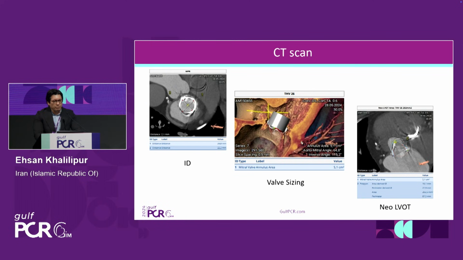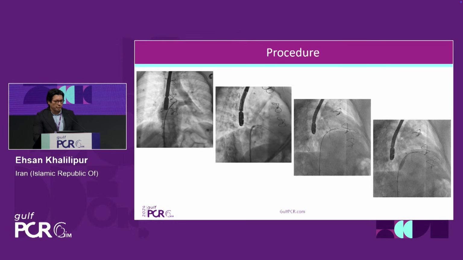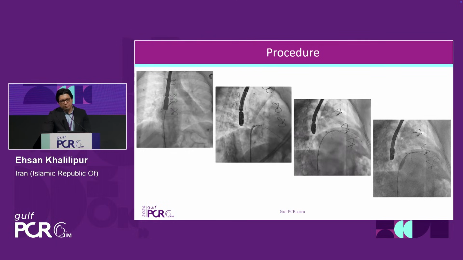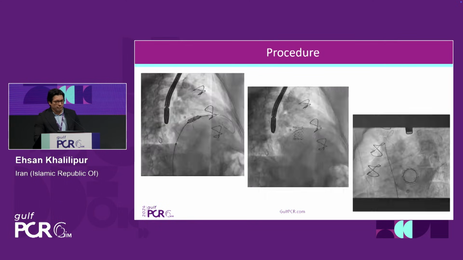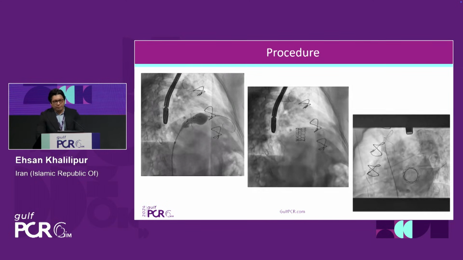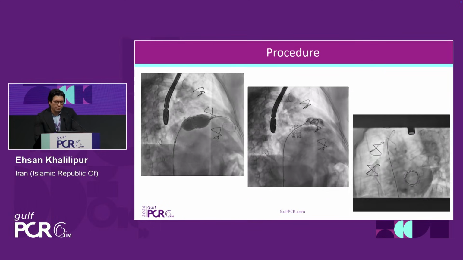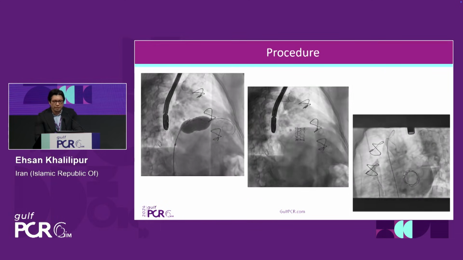We also assessed the new LVOT, which shows over 200 square millimeters, so we weren't worried about this, and we went for the procedure. We performed the transseptal puncture, double wired, and had no issue in the passage of the valve. We pre-dilated the septum and also the valve, and with slow, gradual inflation, we deployed the valve. The final angiographic result shows a great result for this severe degenerative bioprosthetic.